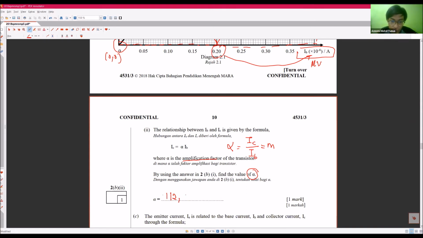So we just copy back our answer, 112,500 or 1.125 times 10 to the power of 5. And then the question itself asks us to use the answer from previous. So we don't need to calculate more. This is just 1 mark. You just copy back once you realize that alpha is actually the gradient.